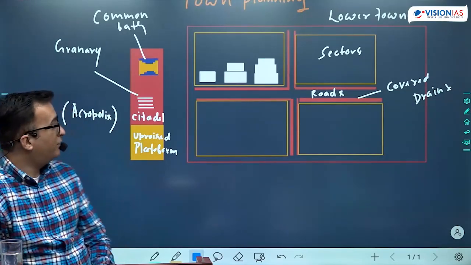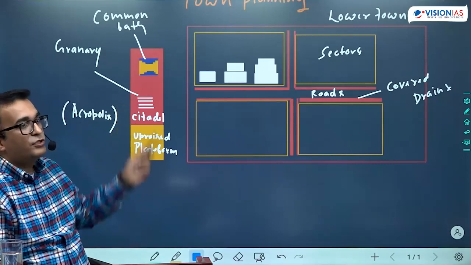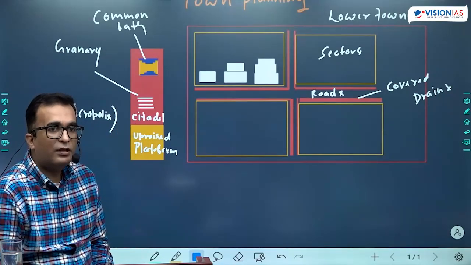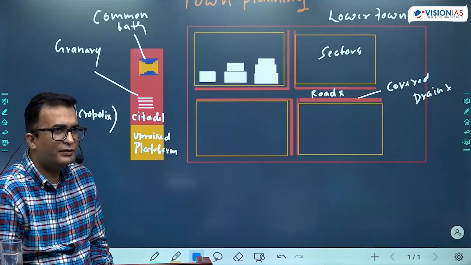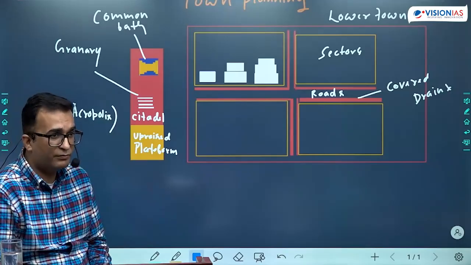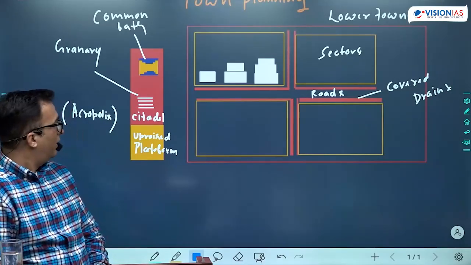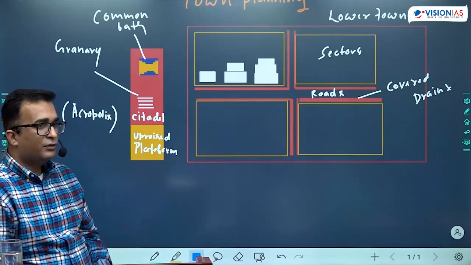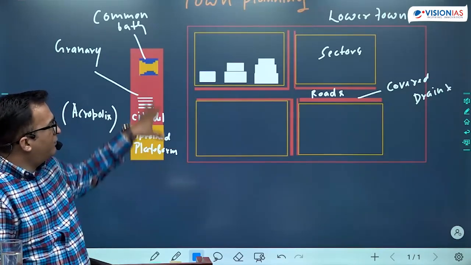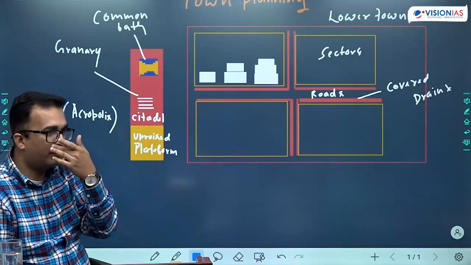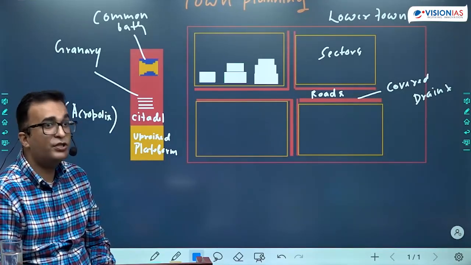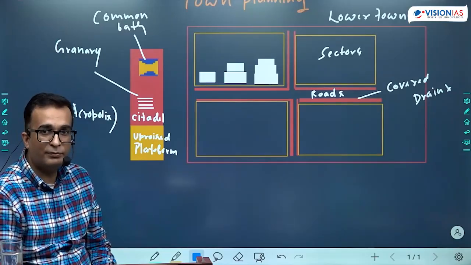So the upper part of the town, this area was generally fortified. Fortified, you understand? The walls were there outside it. Sometimes in some of the lower towns also walls were there, but not in all of them. The upraised platform was created in such a way that from here the entire lower town would be visible.